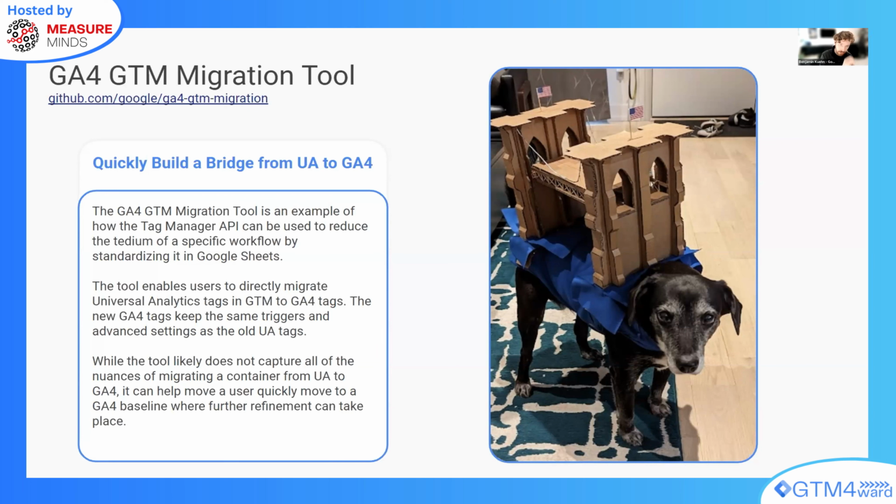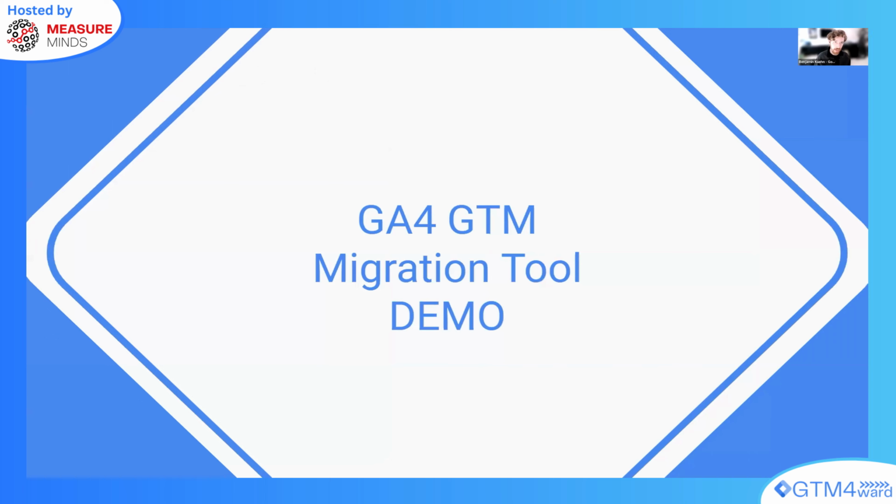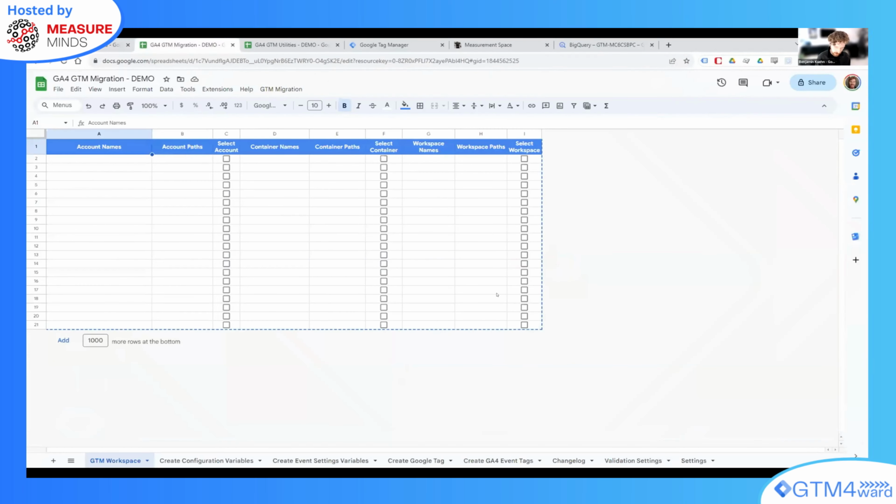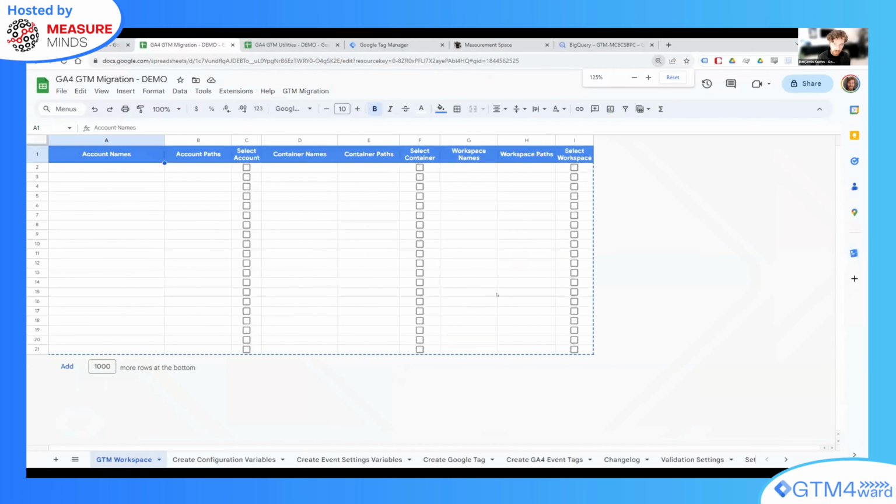It lets you migrate your Universal Analytics tags to GA4 tags without using the Universal Analytics interface. The idea is that you're creating a mapping, and basically the triggers and everything are automatically migrated without you having to click around a bunch. So we'll go into a quick demo, and I'll quickly show how the tool is used.